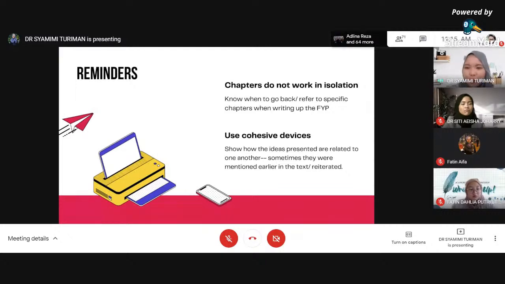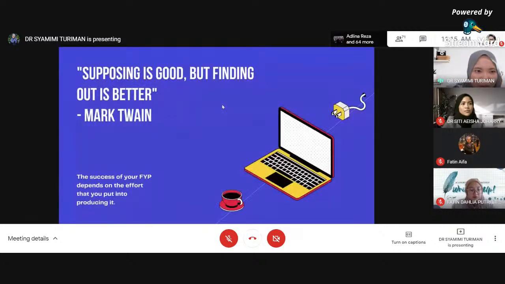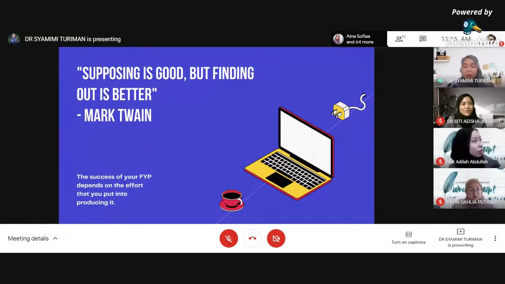Right, so I guess that is all from me. I end my sharing with this quote: supposing is good, but finding out is better. So you don't want to assume. A lot of times you are expected to find out.